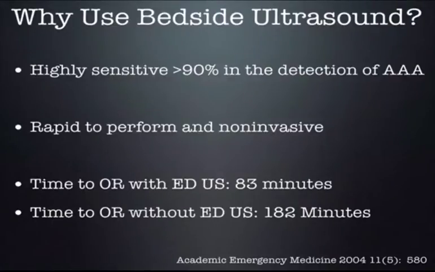With the use of ultrasound, we have a high sensitivity test, greater than 90%, sometimes up to 100%, depending upon what studies you're looking at. It's very easy to perform and it's non-invasive. And in studies looking at the time to definitive repair in patients who had ruptured AAA, comparing those who got point-of-care ultrasound versus those who did not, you can see the time to OR was 83 minutes with point-of-care ultrasound, whereas for those who did not get point-of-care ultrasound, their time to OR was 182 minutes.